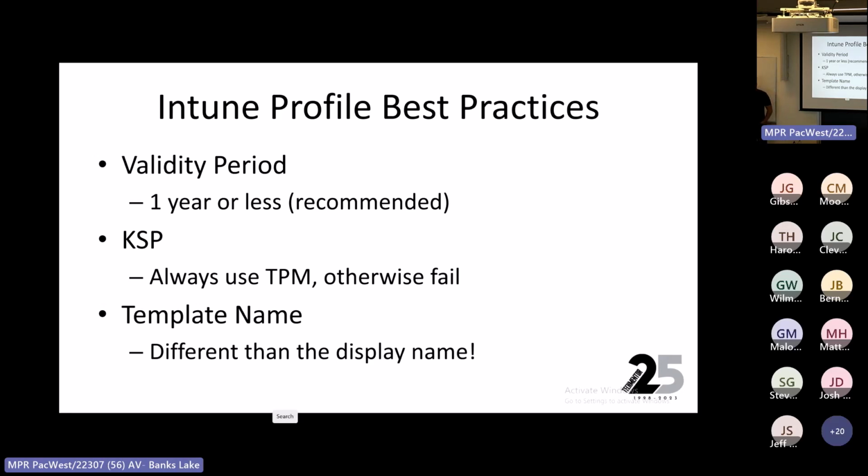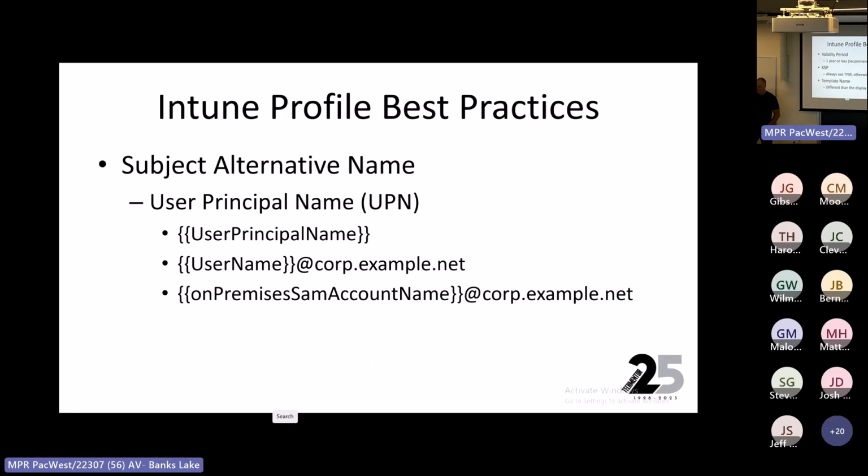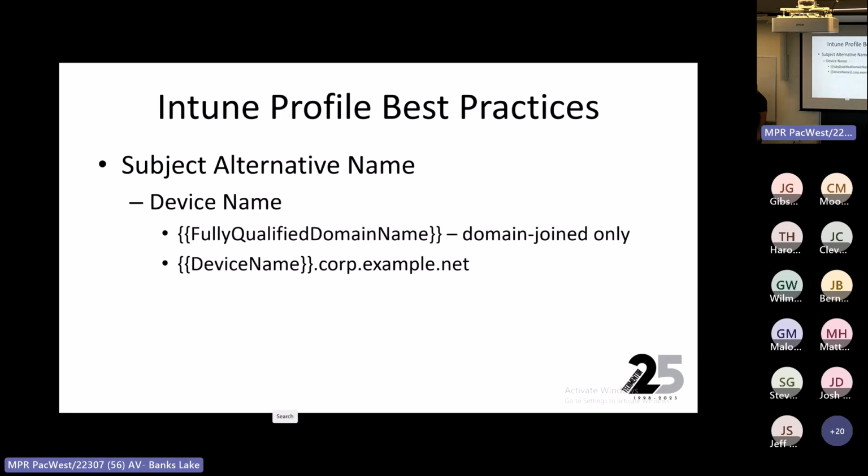Also, the template name is different than the display name. I'm going to talk about that in just a second. There are a number of ways, when we're building our device configuration profile in Intune, in which to set up the UPN, because the UPN is the most important part of this certificate template. And I'll talk about those shortly. For example, I usually just use user principal name because that just works, but sometimes it doesn't, and so I have to get a little creative. To get the right UPN to authenticate, I might need to build it manually or do something else. So those are the options that you have available to you.